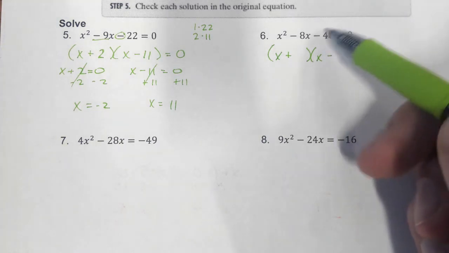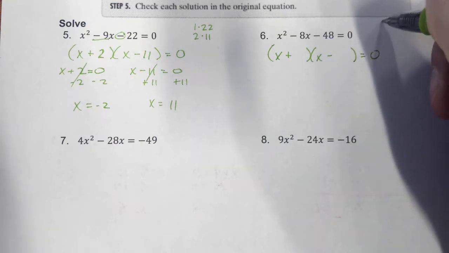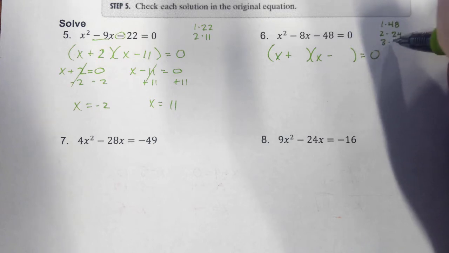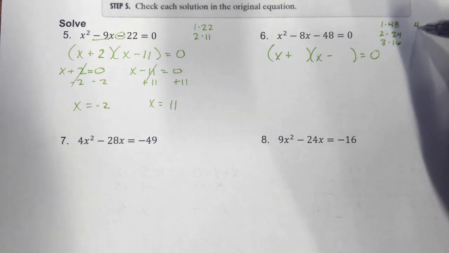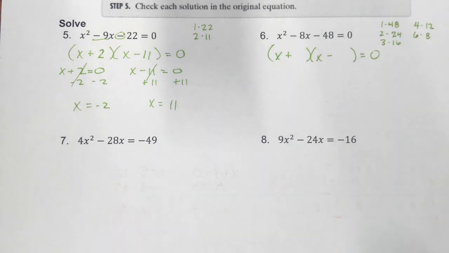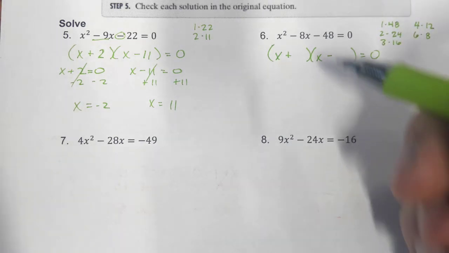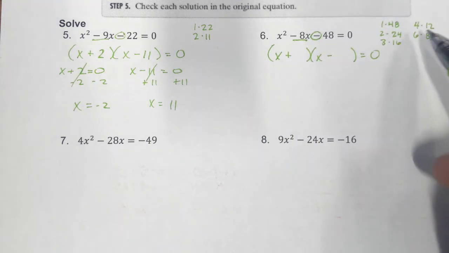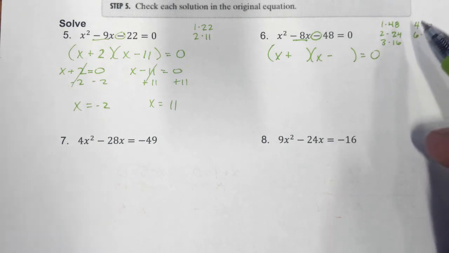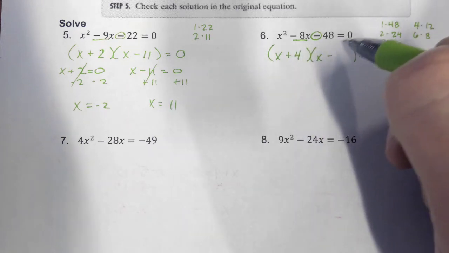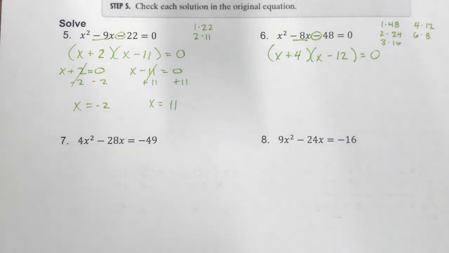And then we just think to ourselves, how can I multiply to get to 48? There's 1 times 48, there's 2 times 24, there's 3 times 16, 4 times 12, and 6 times 8. Those are the ways to get to 48. We're looking for the factors of 48 that subtract to negative 8. 4 and 12 subtract to 8. We need it to be negative 8, so that means we're going to have a positive 4 and a negative 12. That together makes negative 8.